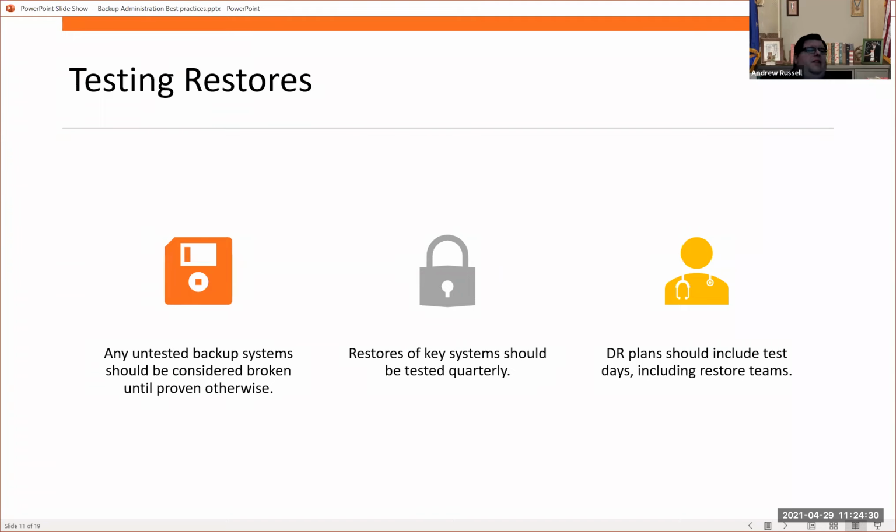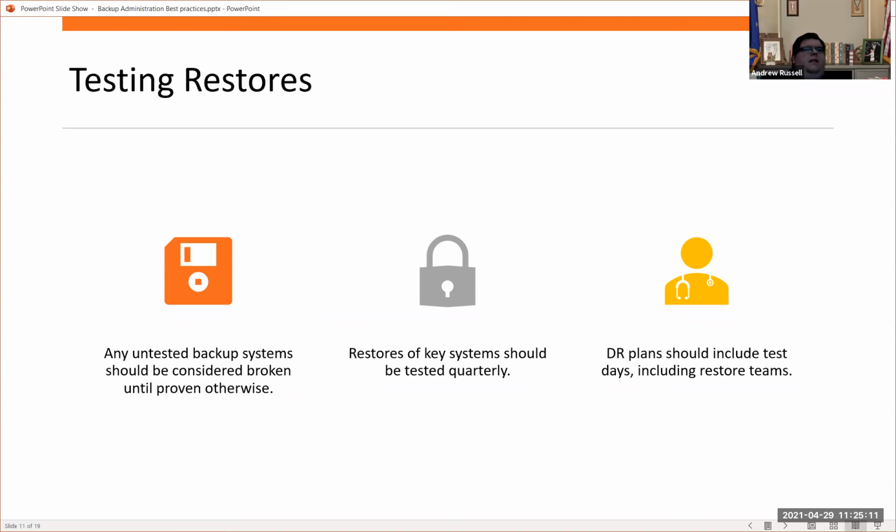This is one of our last best practices slides, but as far as testing restores, any untested backup system should be considered broken until proven otherwise. And I can just tell you that that's often the case. The first time that I tested a backup, back when I first started my career, I did my first restore and nothing worked. Everybody on the campus thought that we were taking good backups, and the reality was, we didn't have good backups. So I had to redesign their backup system because we knew what we had didn't work. We had to start from scratch and start testing backups.